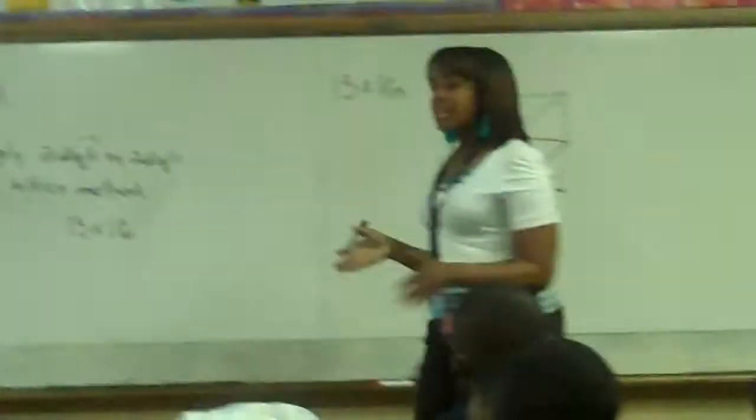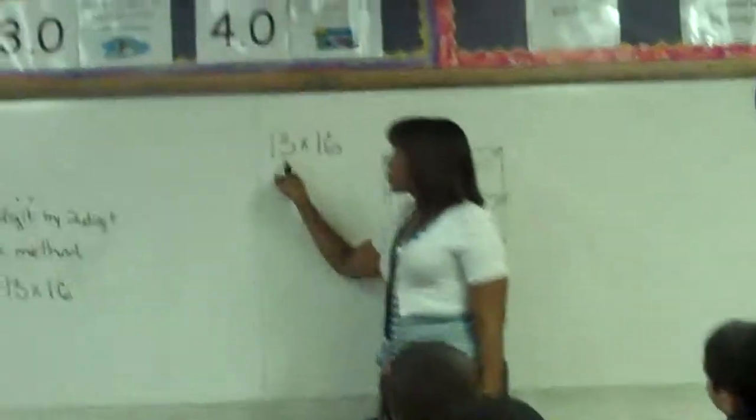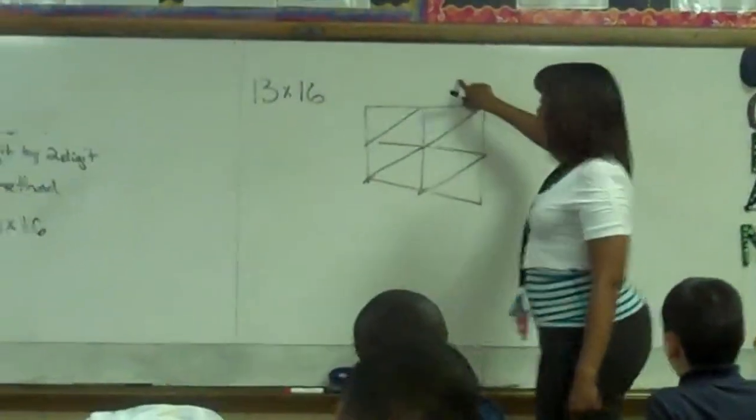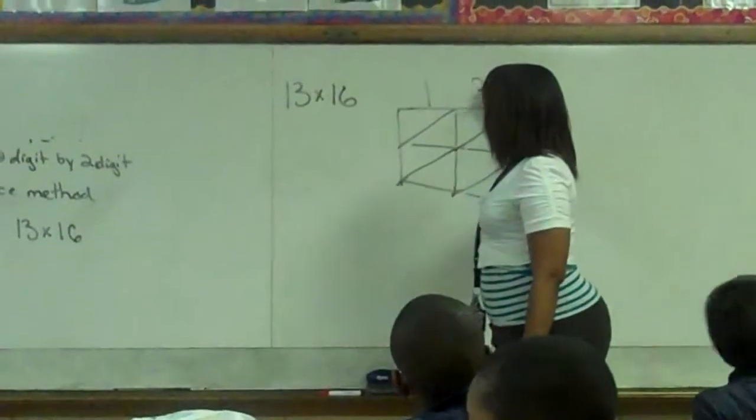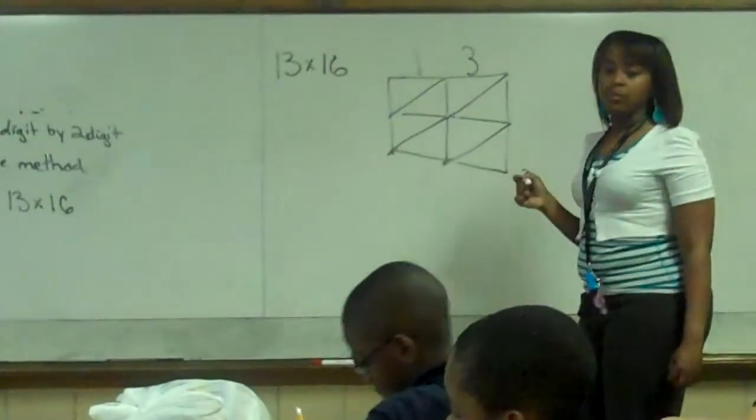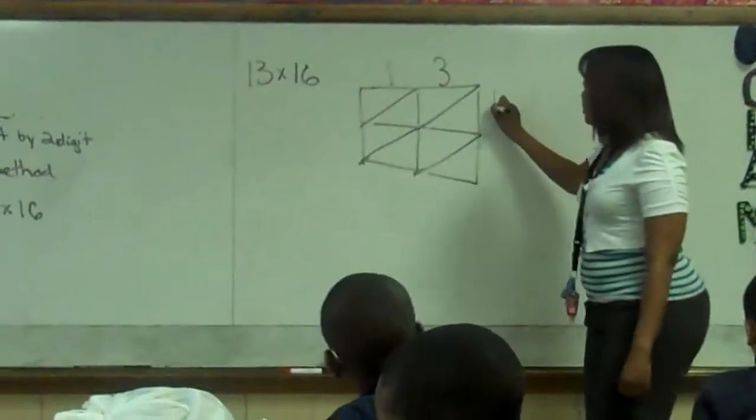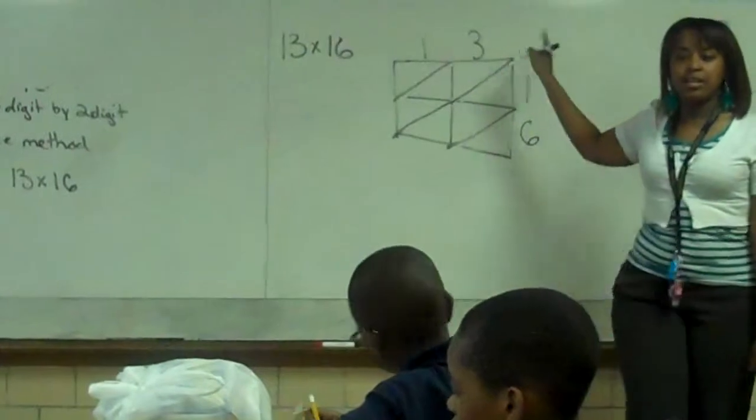So 13 times 16. The way that we're going to break this up is into two numbers. Of course, these are all digits. So this part is going to be my 13, and this part is going to be 16. I want everybody to put 13 on the top, and 16 on the side. So we got 13, 16.